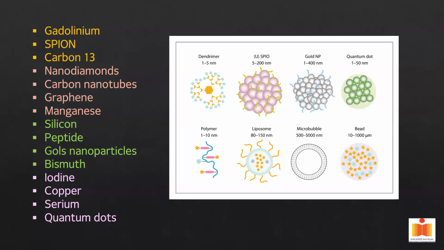Next, please. If you see this again, I already told you about gadolinium, which we are using for MR contrast. SPION is related with magnetism, magnetic MR evaluation. Then you have nanodiamonds, carbon nanotubes, graphene, manganese, silicon peptides, then gold nanoparticles, bismuth, iodine, copper, selenium, quantum dots. If you see the shapes and sizes, it is a dendrimer. The shape of this is something different. You have SPIO, then you have gold nanoparticles, quantum dots, polymers, liposomes, microbubbles, beads.